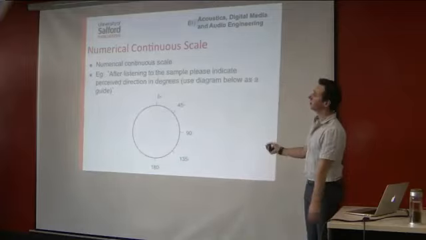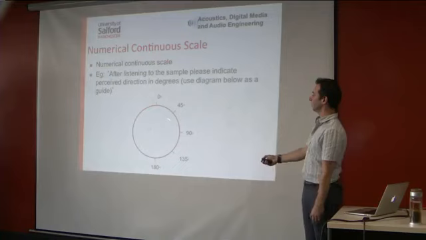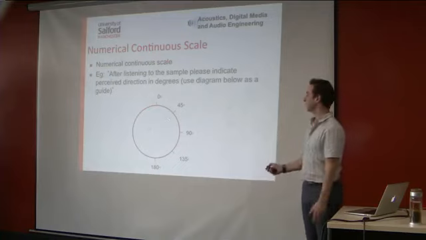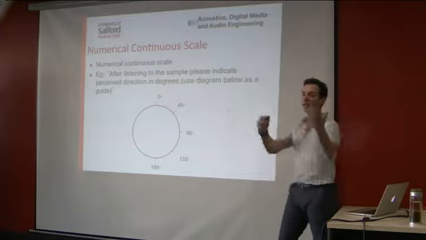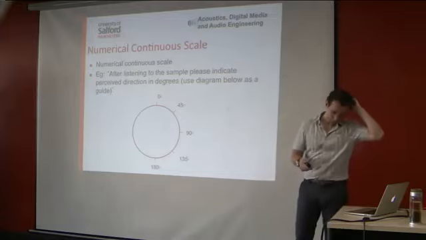A numerical continuous scale is probably the simplest. You hear a sound, I want you to tell me in terms of direction where that sound is by making a mark on this graph, 45 or around there, or at 90 or around there, okay? And that's just a numerical scale.